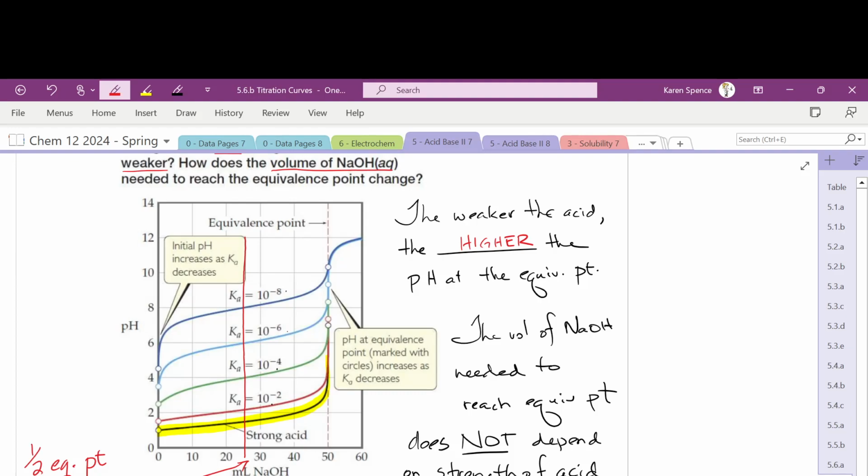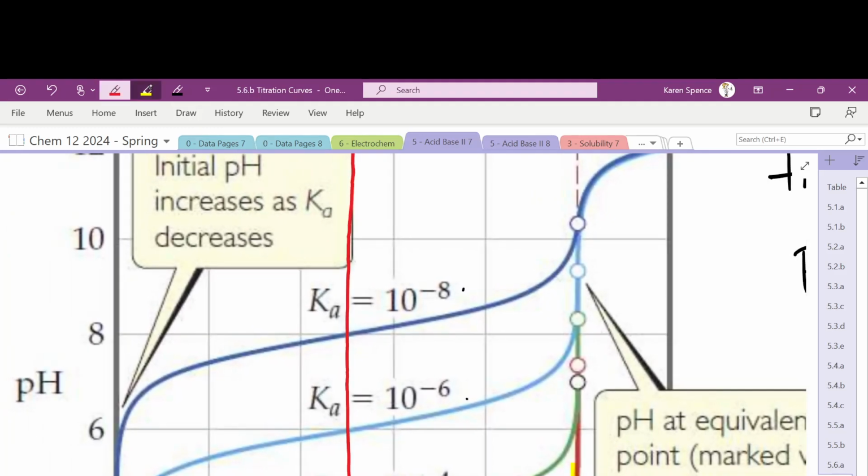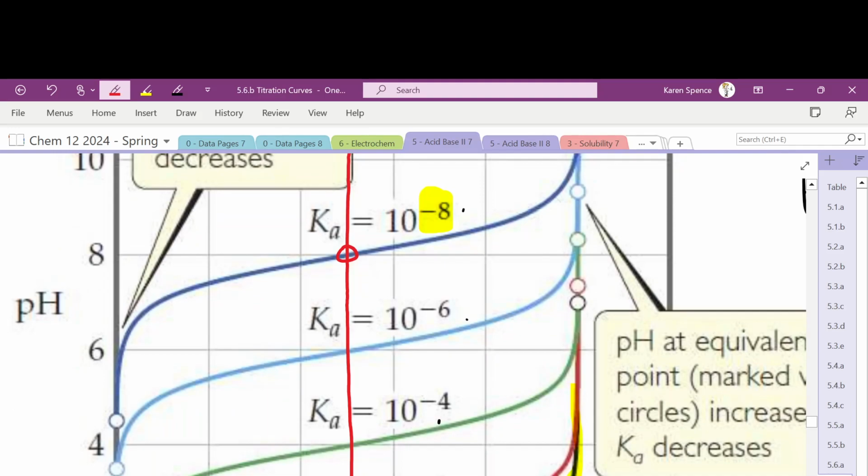I'd like you to take notice of the fact that when the Ka of our acid is 10 to the negative 8, the pH at the half equivalence point is 8. If the Ka of the weak acid is 10 to the negative 6, the pH at the half equivalence point is 6. And if we have a Ka of 10 to the negative 4, everybody, what is the pH at the half equivalence point? 4. Okay. And I think 2 is just a little weird. I'm not quite sure what the book was doing there that I took this image from.